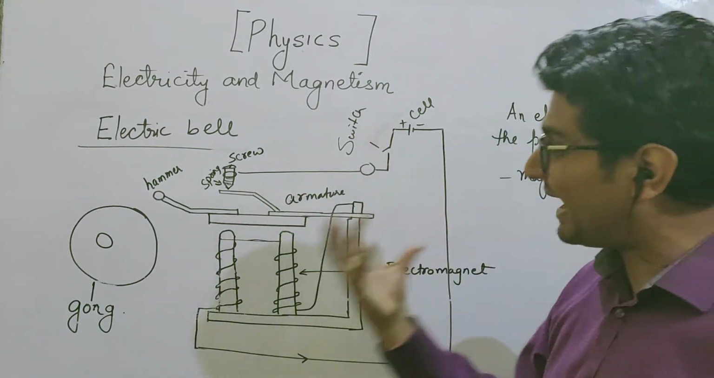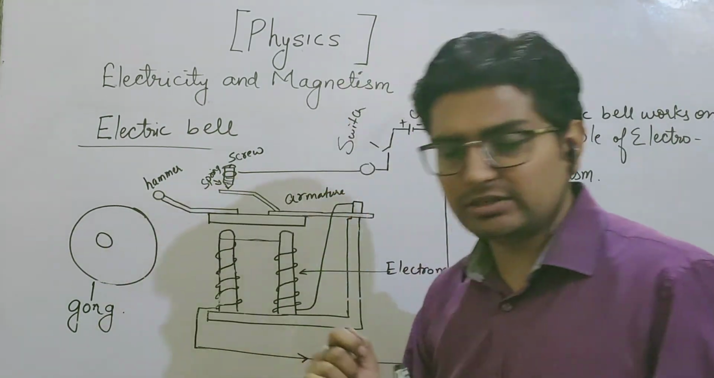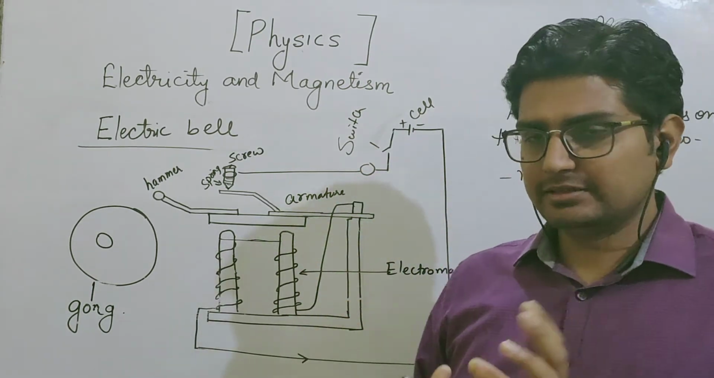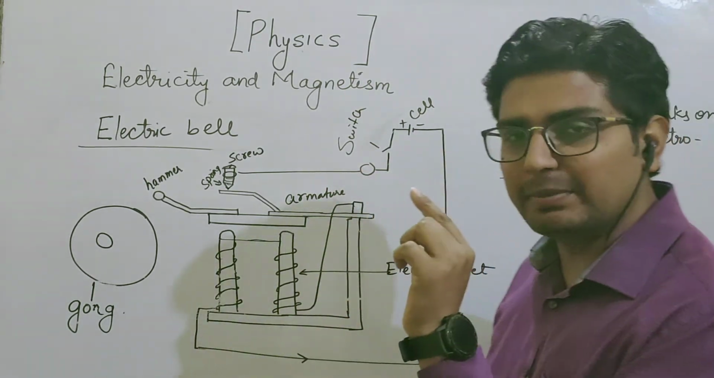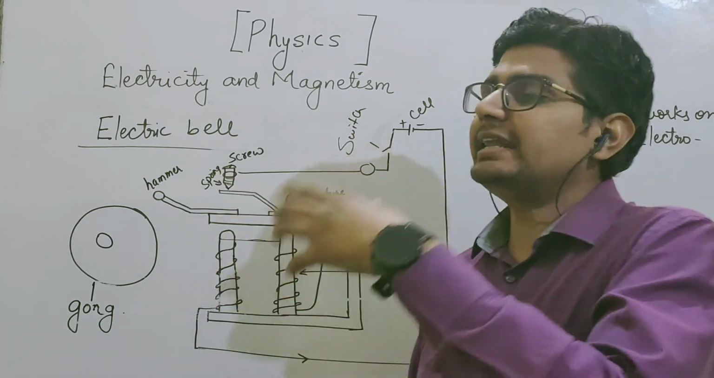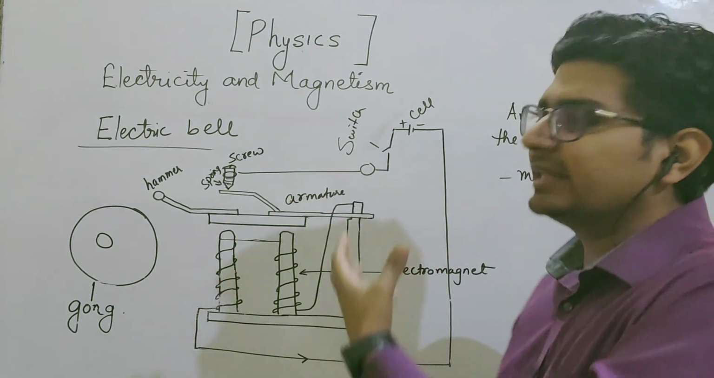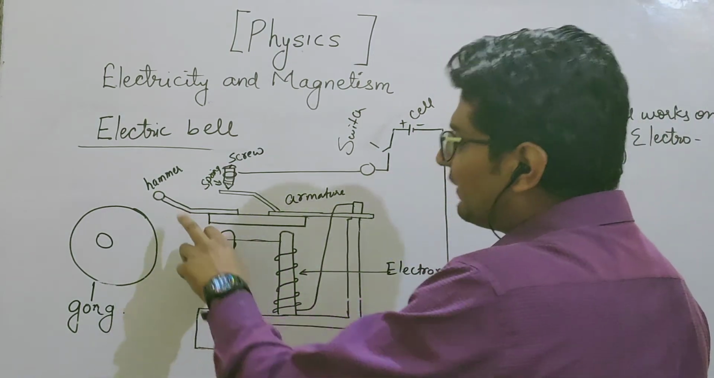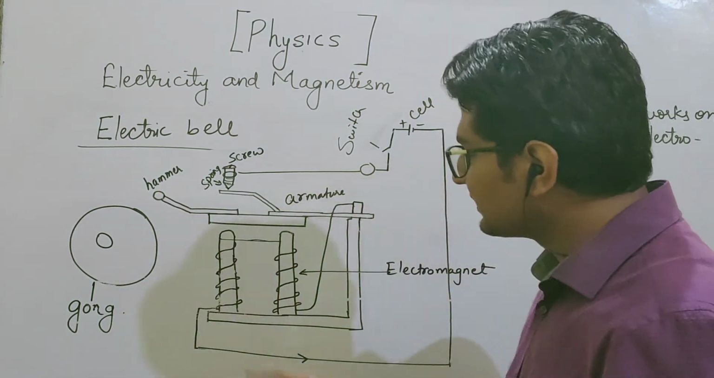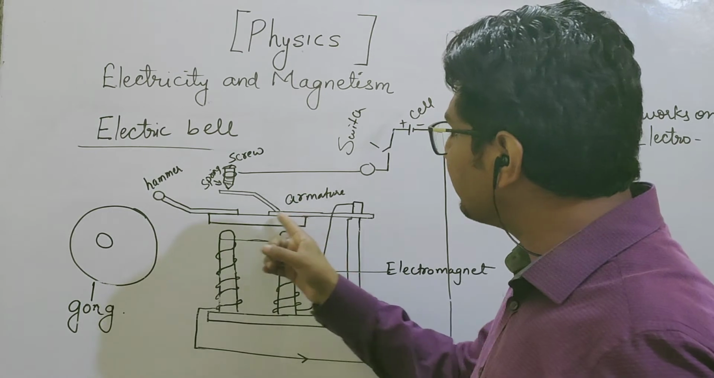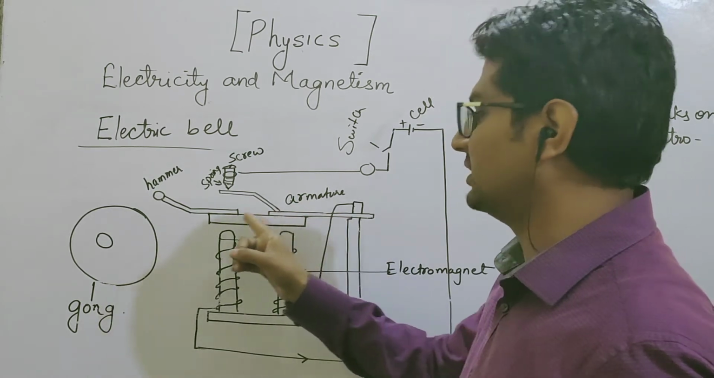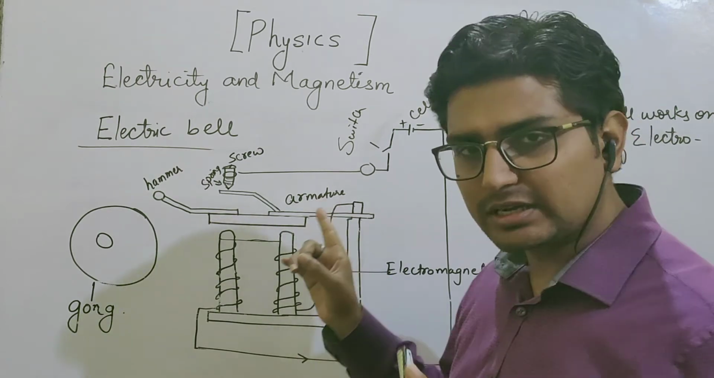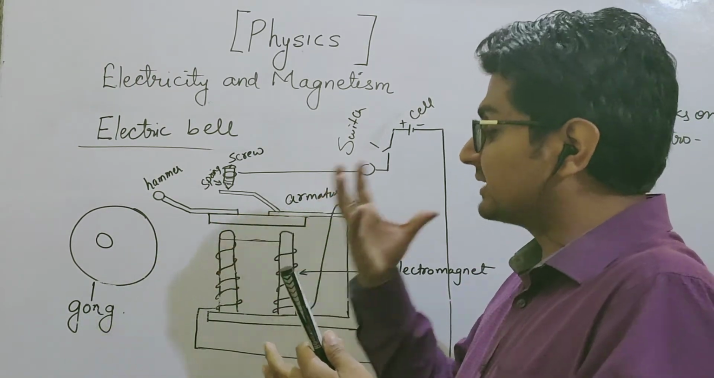Why and when will this hammer hit the gong? Because it is not a manual thing that you go and hit it on the gong. It has to work with the help of electricity, because a person will simply switch on the current, the electricity supply will be on, and the hammer will hit the gong. So how will this happen? This consists of a hammer and gong, first thing. Then over here, an iron piece is there which is known as the armature.